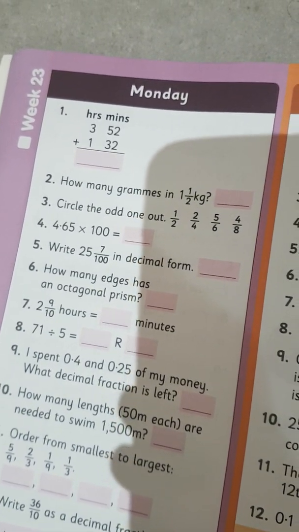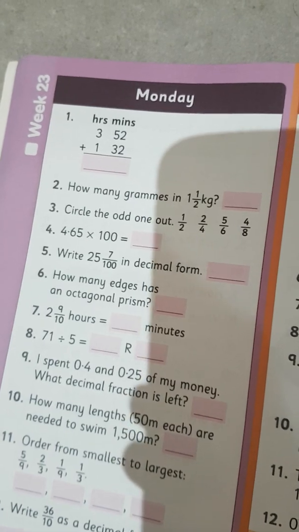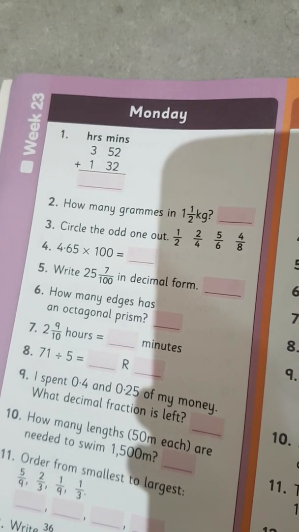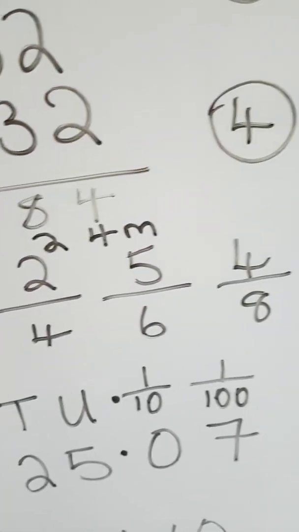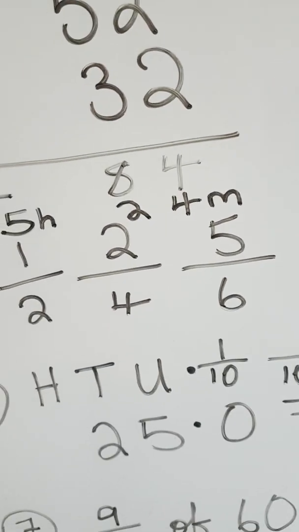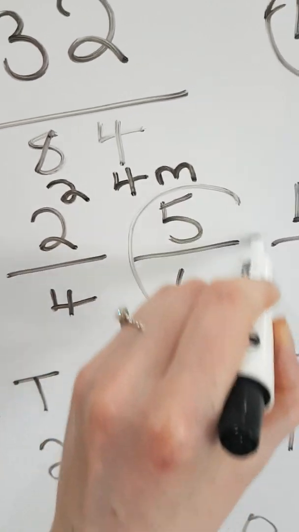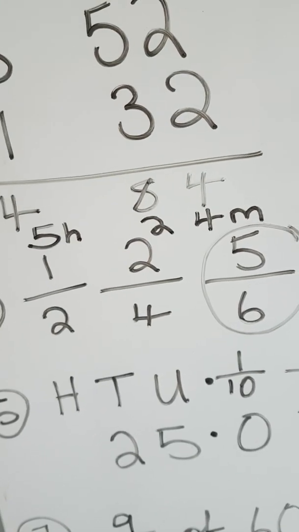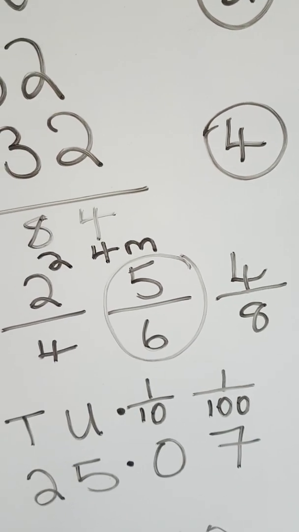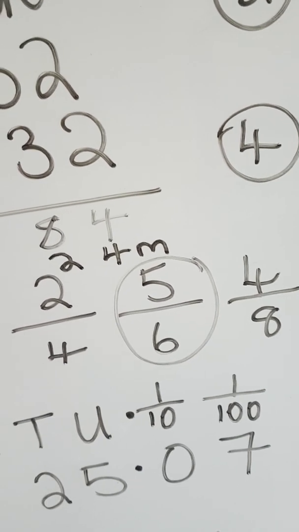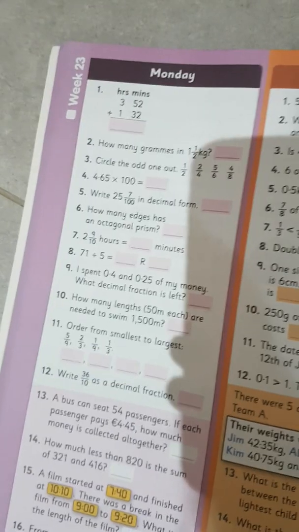Question 3. Circle the odd one out. So we've got a half, 2 quarters, 5/6 and 4/8. So a half and 2 quarters and 4 eighths are all equal. So 5/6 would be the odd one out. So 1/2 is the same as having 2 quarters or 4 eighths, but 5/6 wouldn't be the same. 3/6 would, but 5/6 is the odd one out here.